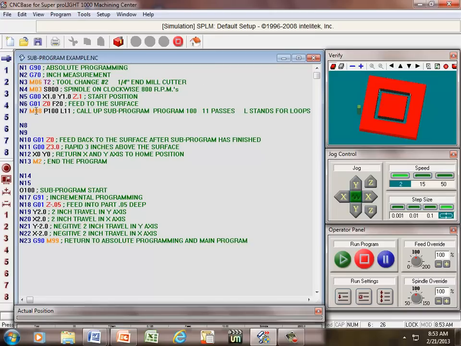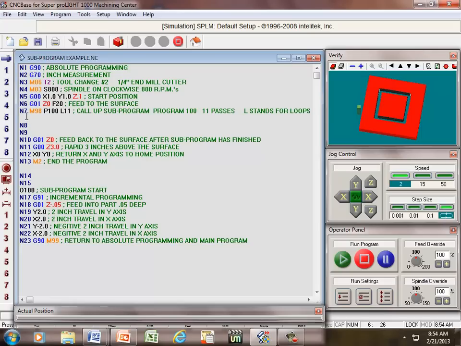Under line four, we are turning our spindle on in a clockwise direction, 800 RPMs. Line five, we position ourselves 1 inch in the X, 1 inch in the Y, and 100 thousandths above the surface. The next thing we do on line six is we feed down to the surface of zero. We have to give it a feed rate, 20 inches per minute.